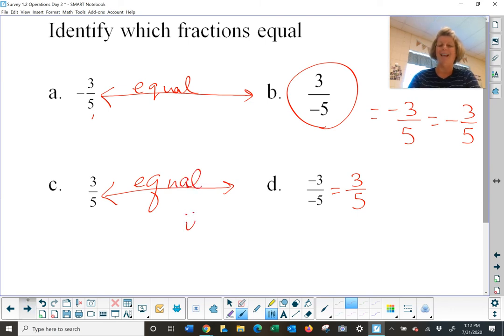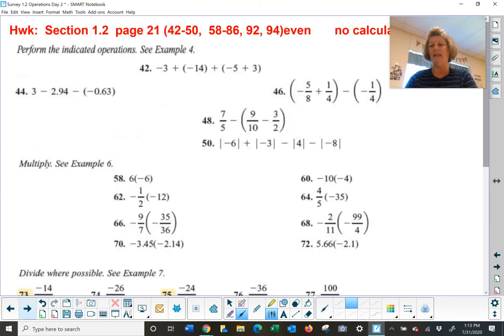Yay! That should be the end of our lesson, and it is. There is the assignment, page 21, 42 through 50, 58 through 86, 92, 94. We are only going to do the evens on all of these problems. So you should be fine. I'm just double checking, make sure that's exactly, yeah, that is exactly right. Show your work, use a calculator to verify, but use your brain first, okay?